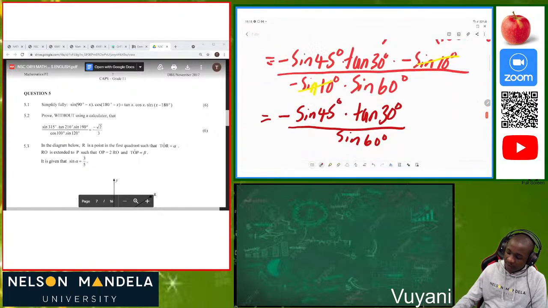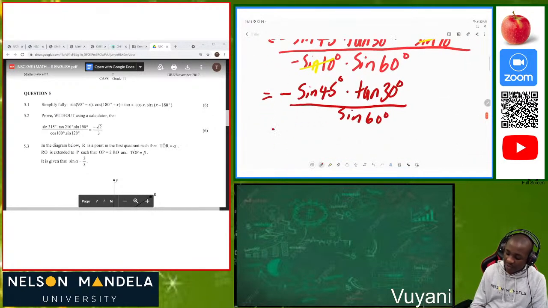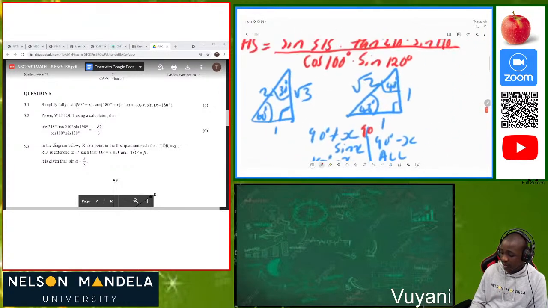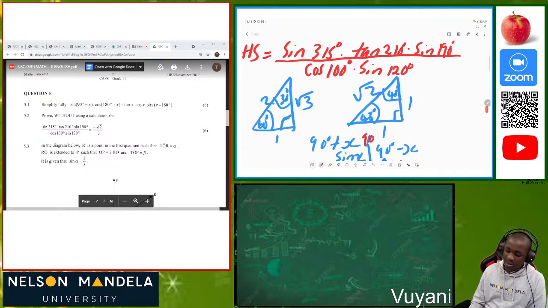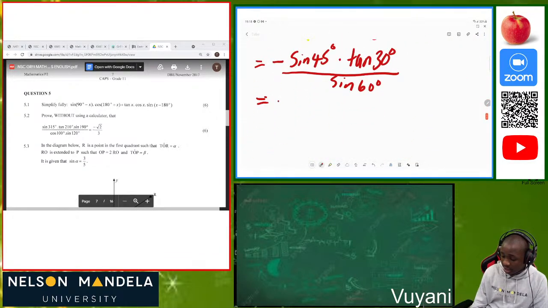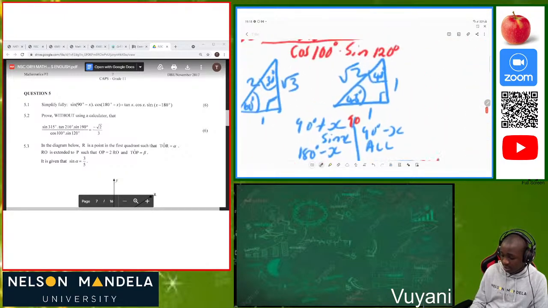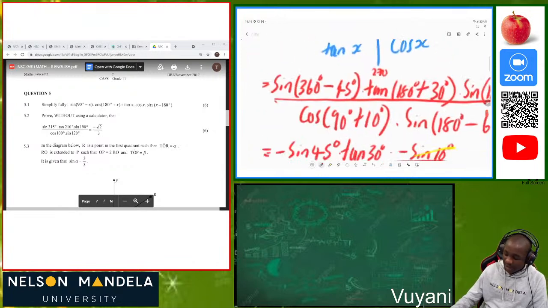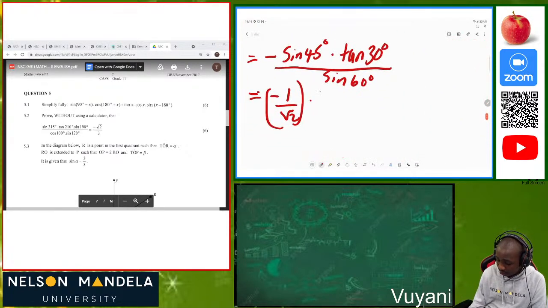So sine of 45 degrees, where is our 45? This is our 45 degrees. We know that it's opposite over hypotenuse. So we're going to end up having negative 1 over square root of 2 times tan 30. Let's go to tan 30. Where is 30? This is 30. It's opposite over adjacent. Please don't forget that, it's so important. So we have opposite over adjacent, so we're going to have 1 over square root of 3.